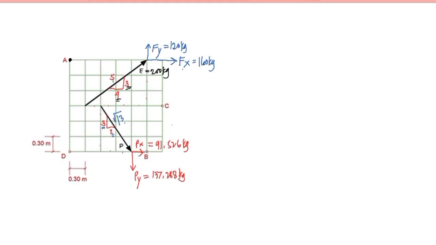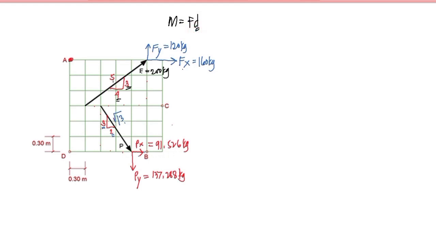So since we are asked to compute for the moment created about the points A, B, C, and D, first, dito muna tayo kay point A. So kung kay point A tayo, we should remember that in order for us to create a moment, we know that the moment is equal to force times distance. So kailan tayo nagkakaroon ng zero moment? Nagkakaroon tayo ng zero moment if this distance here is equal to 0.